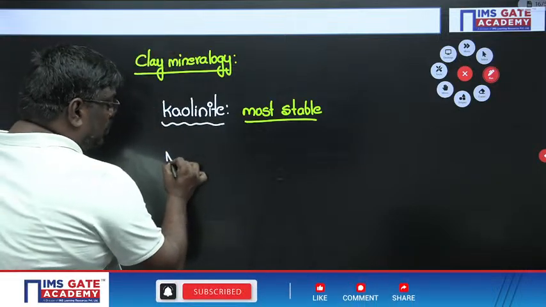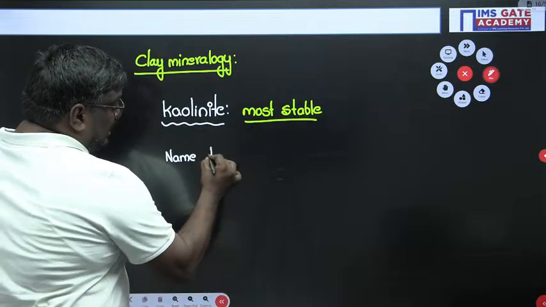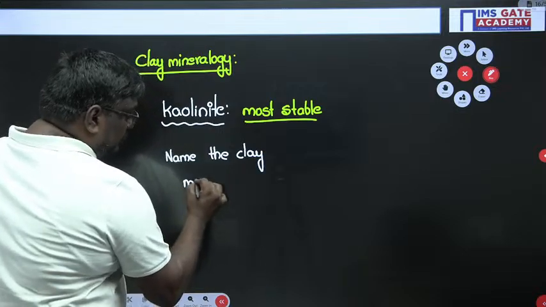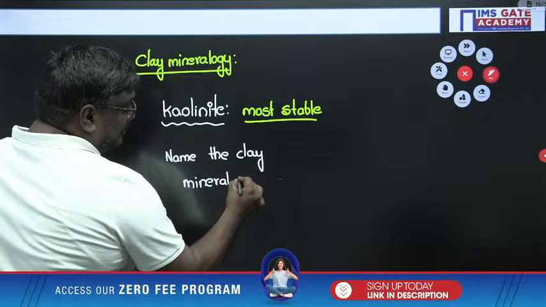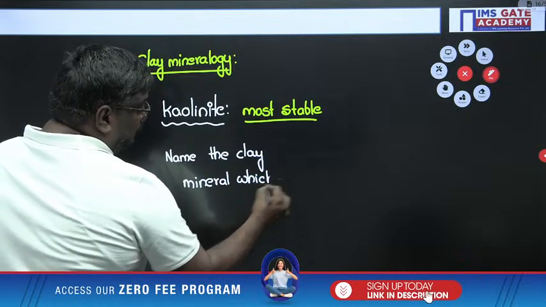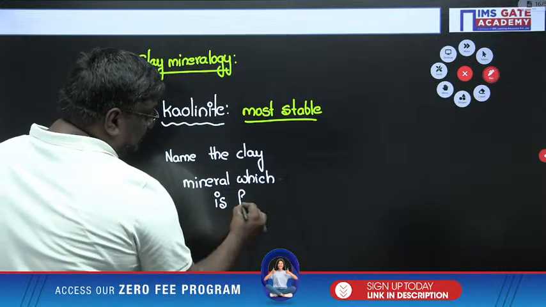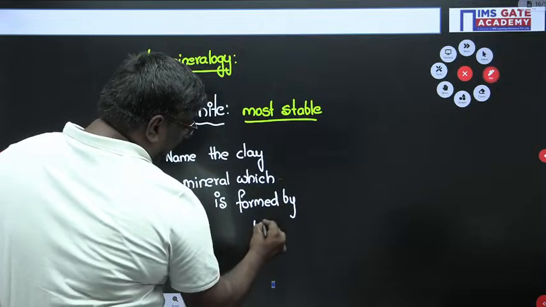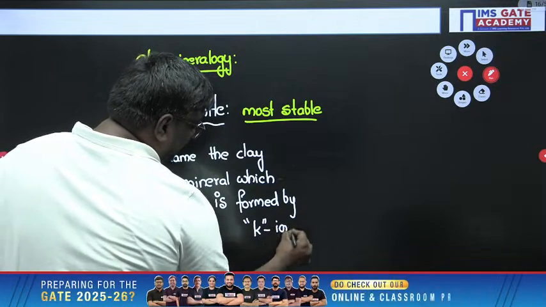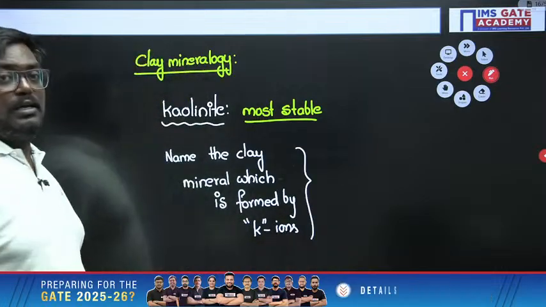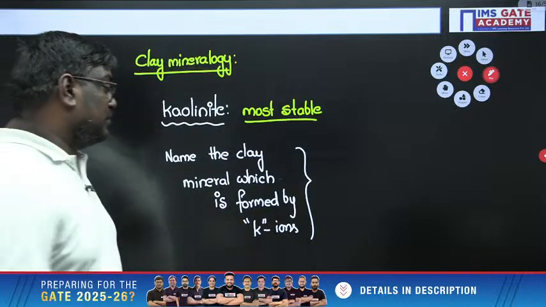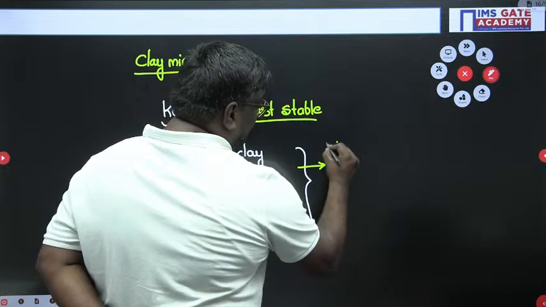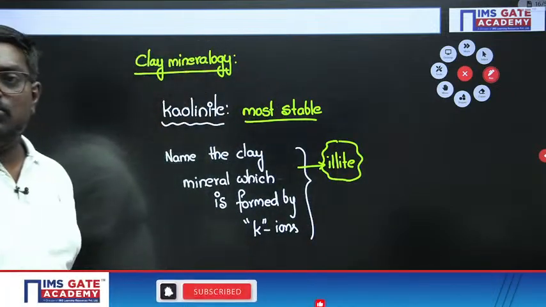Next, another GATE question. They have asked you: name the clay mineral which is formed by potassium ions. The clay mineral which is formed by potassium ions is nothing but illite. Usually potassium is represented as K. Now if you see the nomenclature, the clay mineral formed by potassium ions, we call it illite. Now, what is the most stable clay mineral, sir?